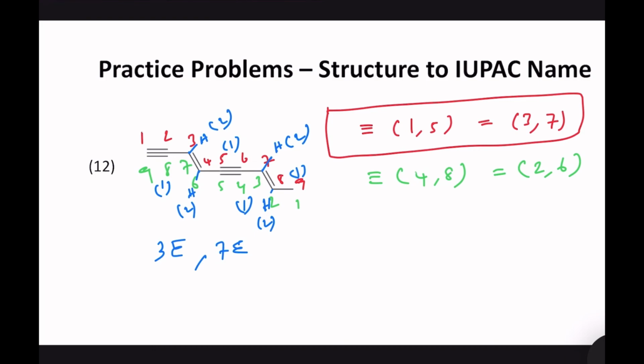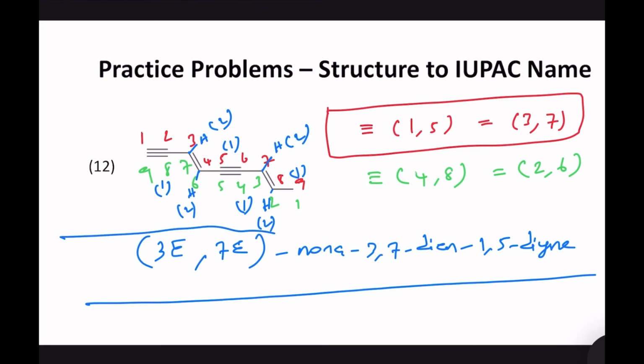That we need to mention it first. So, mention these two stereochemistry at first in parenthesis 3E, 7E. Total 9 carbon atoms are there in the parent chain. So, nona, and then 3, 7 diene, and then 1, 5 diene. That is the correct IUPAC name for this molecule.